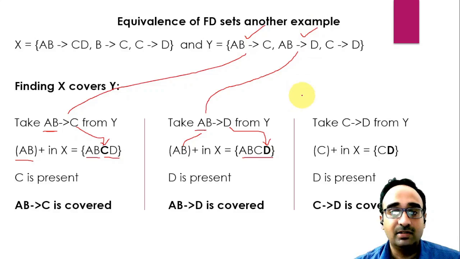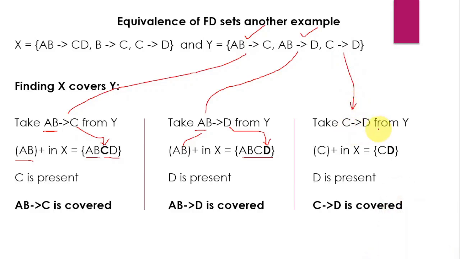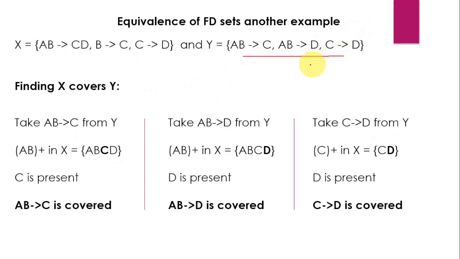Now let's take the third FD from Y, which is C to D. Calculate the closure of the left hand side, C plus. From C you get D. Since RHS is available here, you can say that this is also covered. Since all the 3 FDs are covered, we can say that X covers Y.